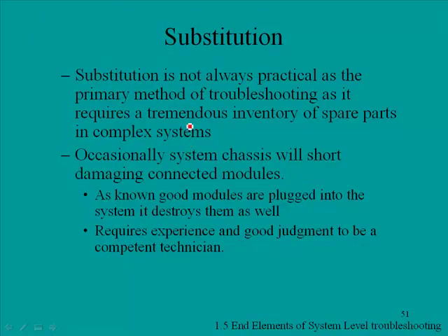Substitution is not always practical as the primary method of troubleshooting, as it requires a tremendous inventory of spare parts in complex systems. Now, in the aviation industry, there are lots of revenues, and there is a need to be able to make aircraft go immediately, so typically the supply systems will be able to support that. But in smaller systems, that type of inventory wouldn't always be available. So in that case, substitution will not always be a viable alternative.